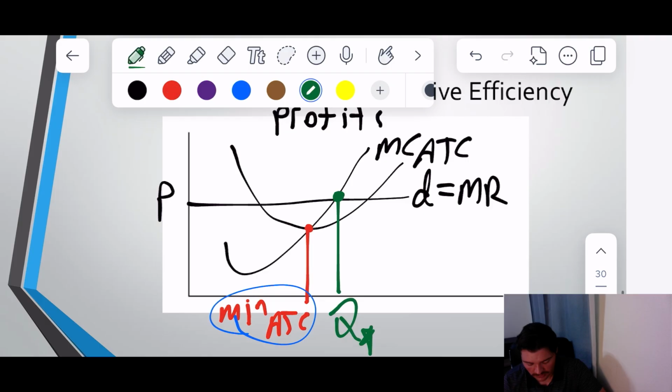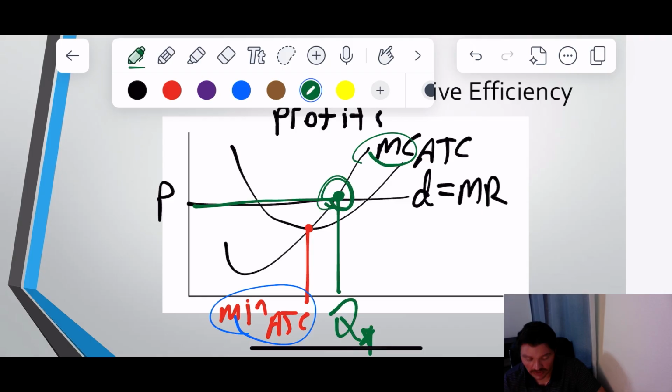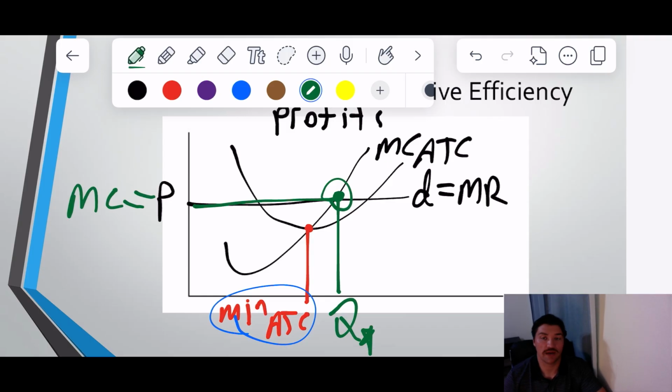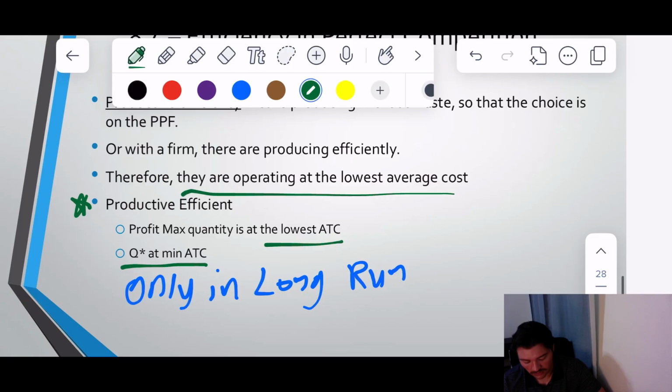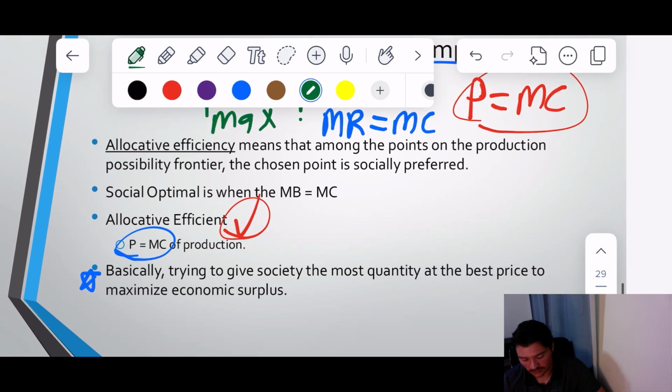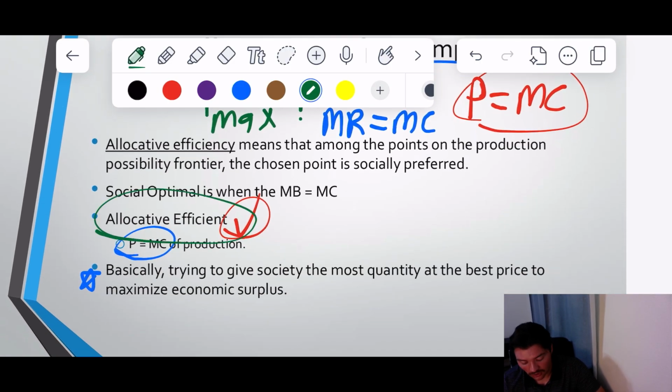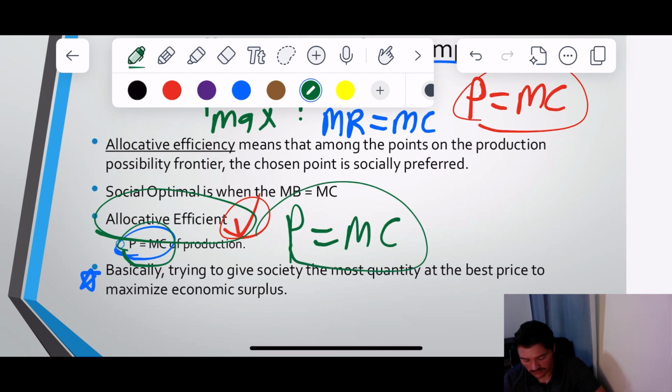And again, I'll show you right here, because look, this point is my price, which is also the intersection at the marginal cost. So price equals MC. So they are also allocative efficient. So going back up here, they are productive efficient only in the long run, and yes, they are allocative efficient because their price is equal to MC.